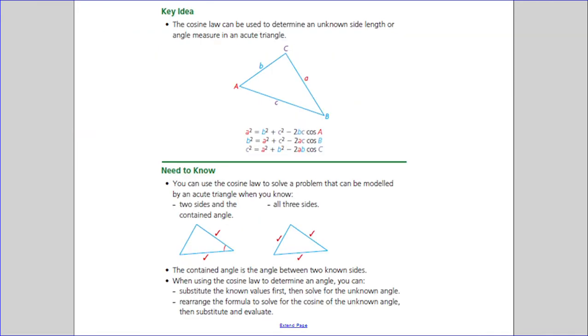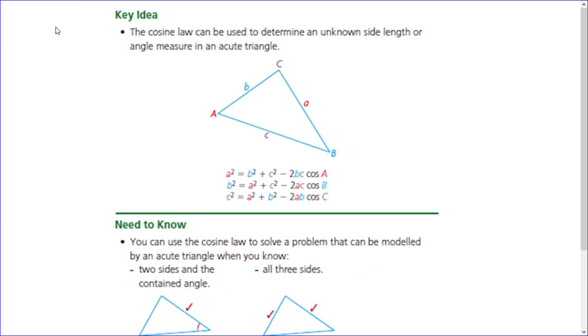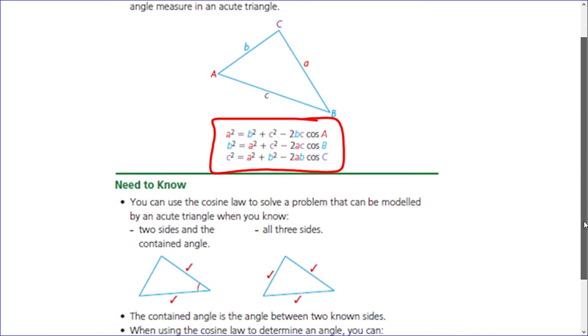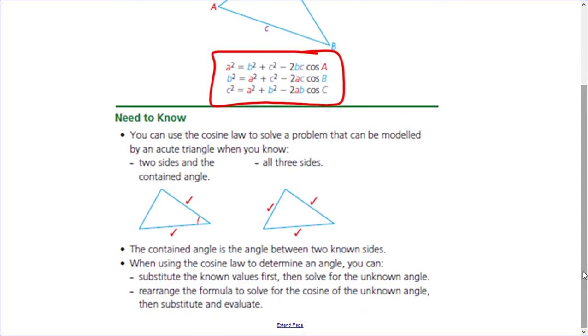So kind of summing some of this up, the cosine law can be used to determine an unknown side length or an angle measure in an acute triangle. And you can see the three formulas are right here that can help us kind of figure these out a little bit better. And so you can use the cosine law to solve problems that can be modeled by acute triangles when either you know two sides and the contained angle. So notice here they know two sides and they know the angle that's between them. Or when you know all three side lengths, because then you can find any angle in there.